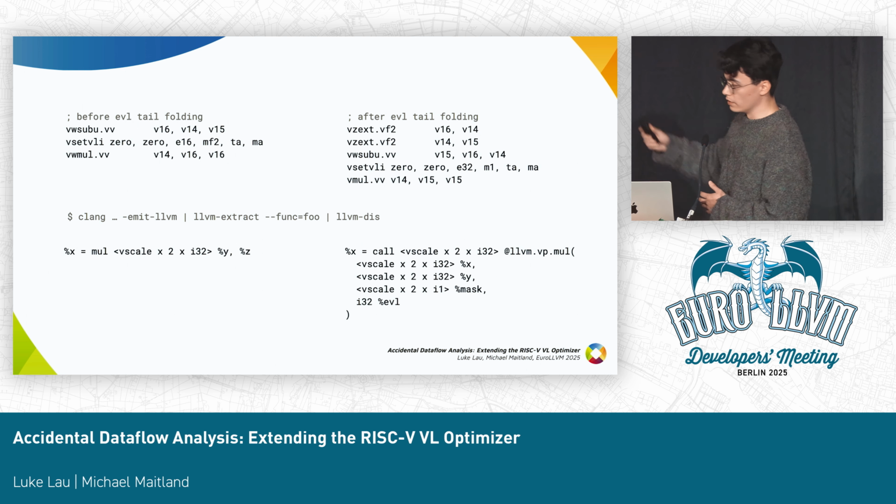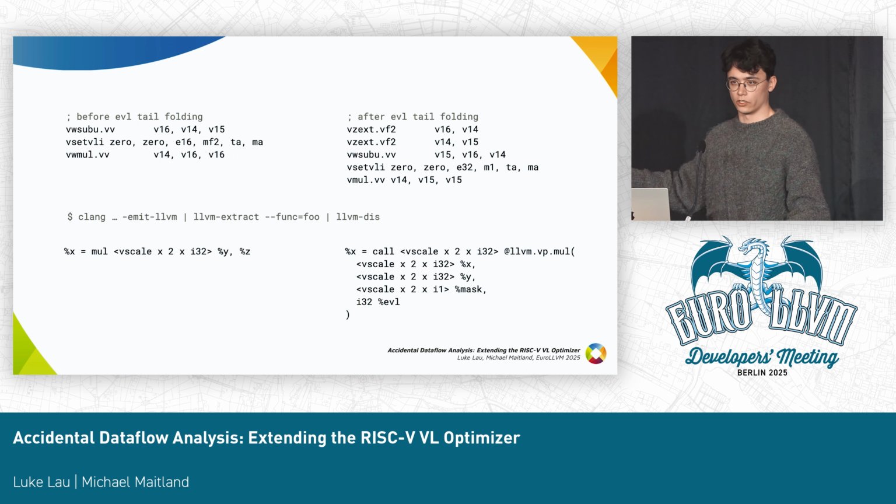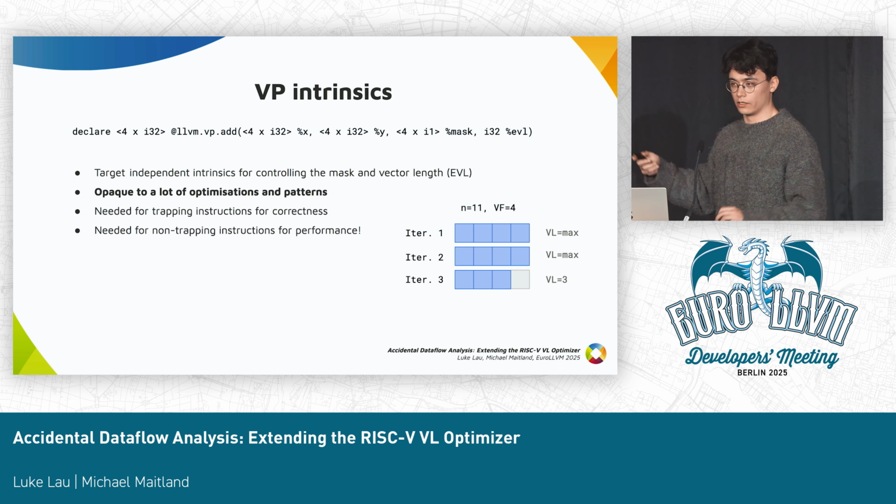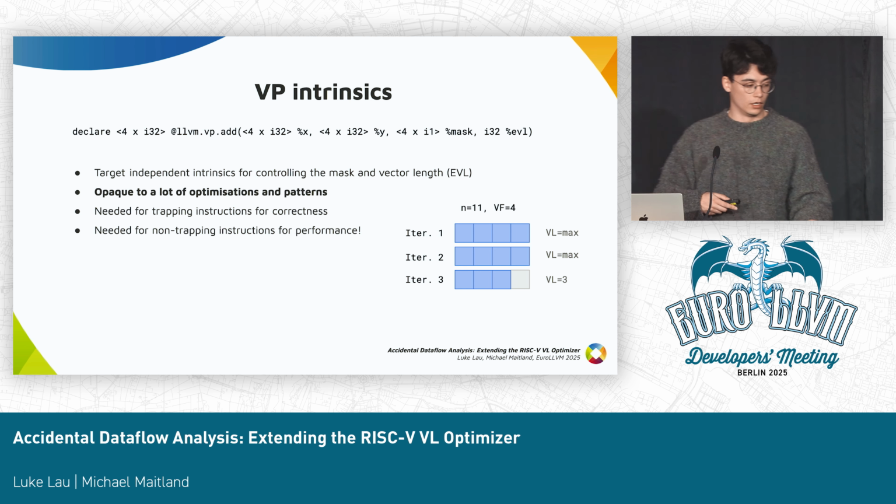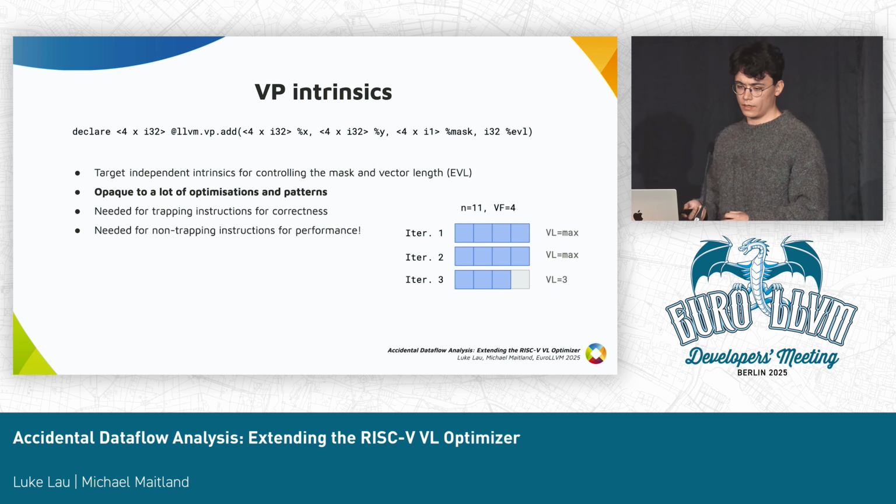But yeah, here's the difference. The difference is that we no longer have a multiply instruction. The loop vectorizer with EVL tail folding emitted this llvm.vp.mul intrinsic with a bunch of scary-looking arguments, but it's not too bad. These are VP intrinsics. They're vector predication intrinsics, and they're how the loop vectorizer controls the masking and predication for EVL tail folding and for other types of tail folding within the loop vectorizer.